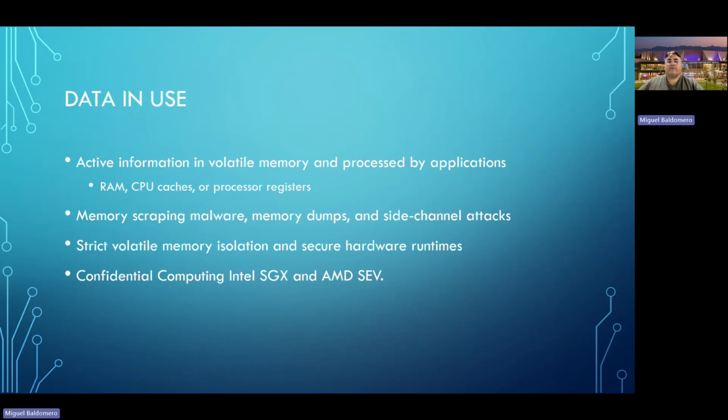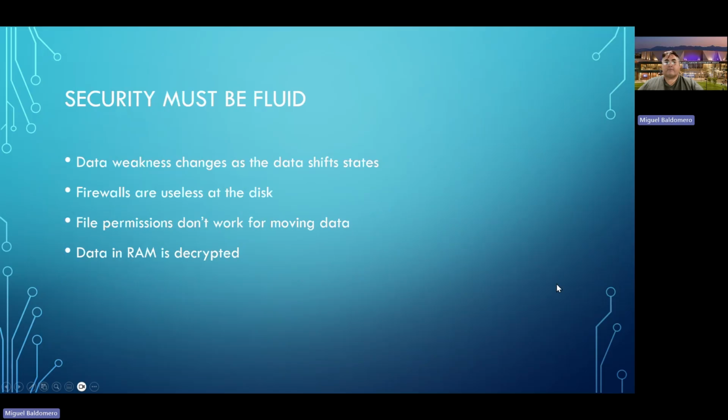And so the threats to those things are memory scraping malware, memory dumps, and side channel attacks, which are very interesting because it affects Internet of Things as well. The tools to help with that: you want to have strict volatile memory isolation and secure hardware runtimes. For the cloud, for instance, you have confidential computing like Intel SGX and AMD SEV.